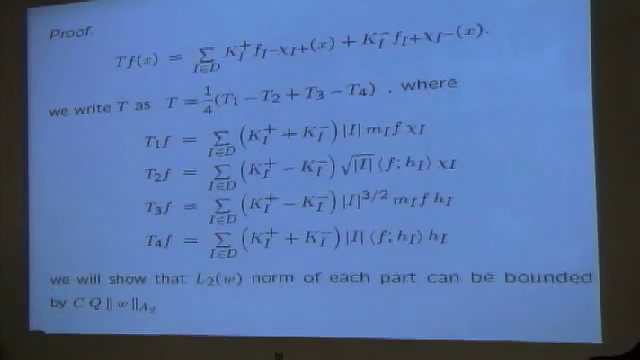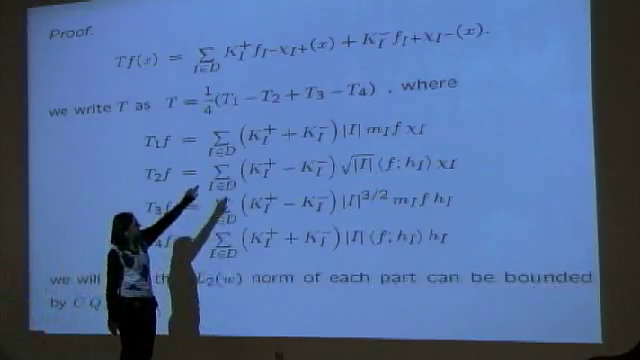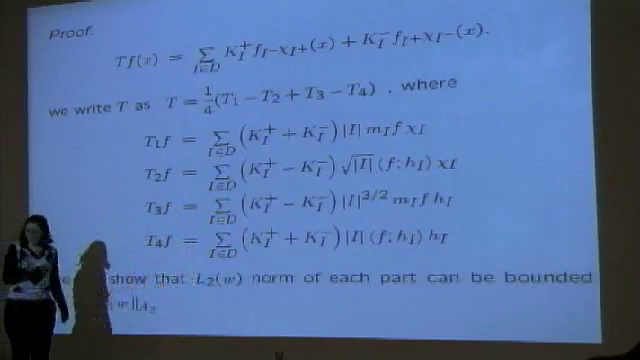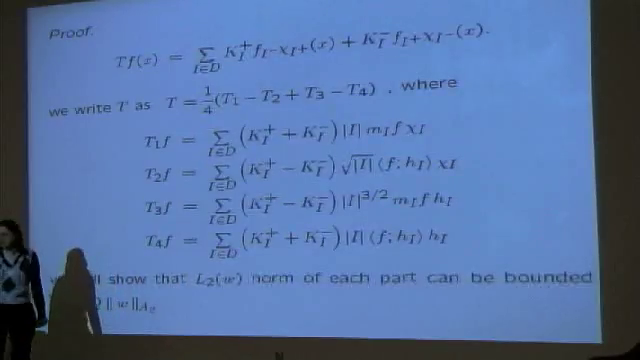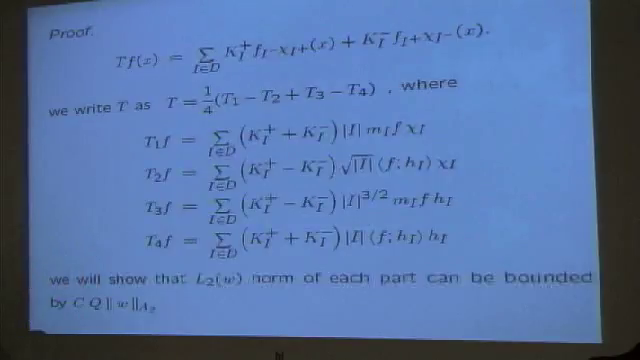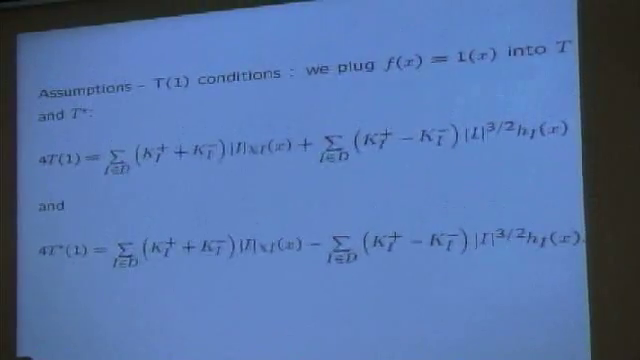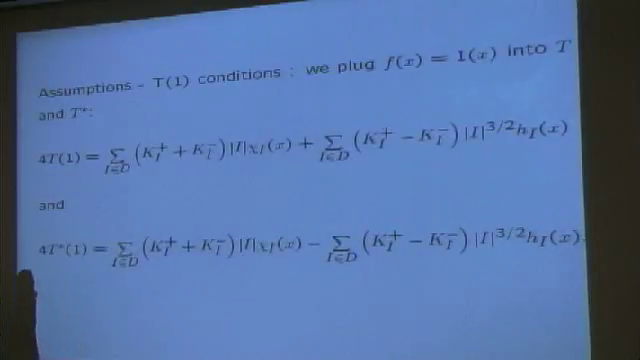But in order for those operators to be bounded, we need certain conditions. We need to derive certain conditions on those coefficients, K_I plus, K_I minus, and K_I plus plus K_I minus. So let's see what is given to us. We have the T of 1 conditions, right? We know that T of 1 has to have BMO norm bounded by a constant, and T star of 1.